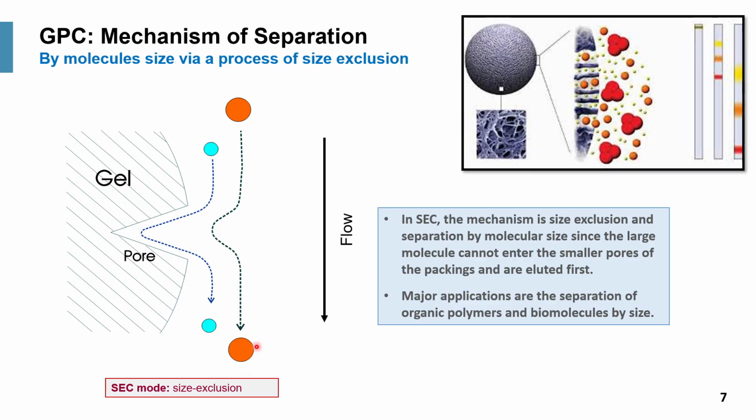Therefore it's eluted earlier because it cannot penetrate all the pores, while the smaller molecular weight solute would go into all the pores and elute later. So this is the mechanism called size exclusion chromatography. In size exclusion, the mechanism separates by molecular size rather than molecular weight. A large molecule cannot enter the smaller pore and therefore elutes first.